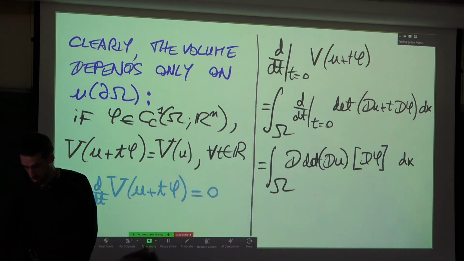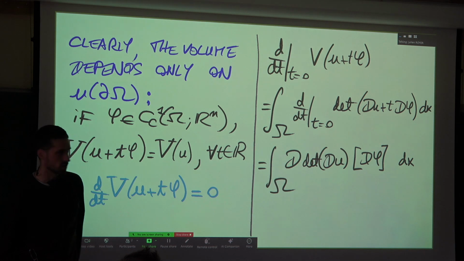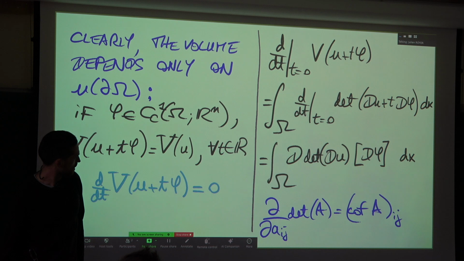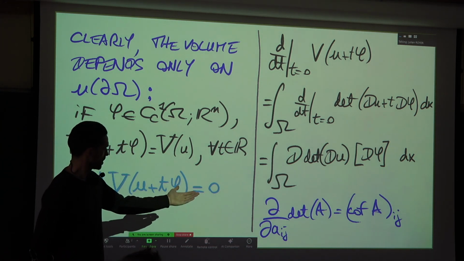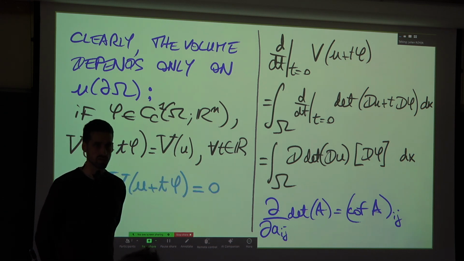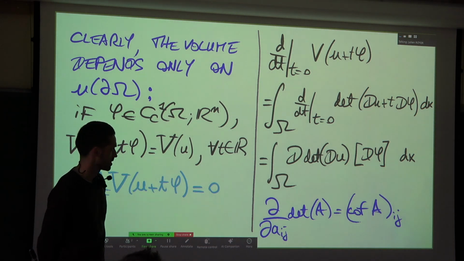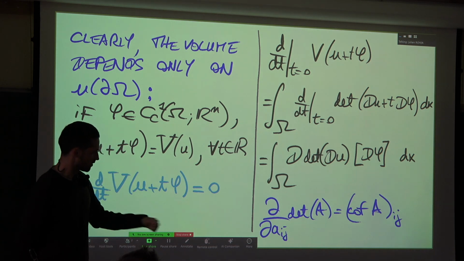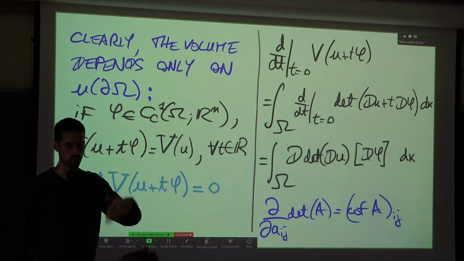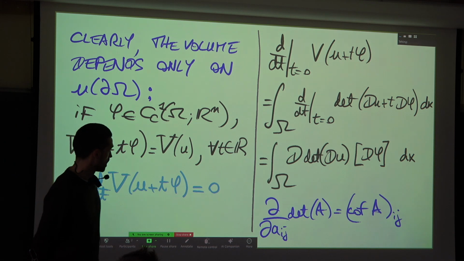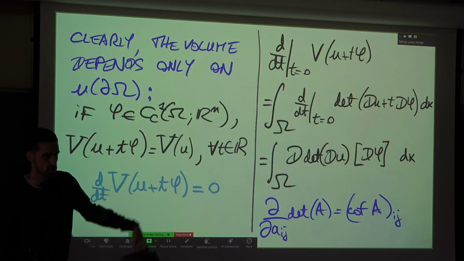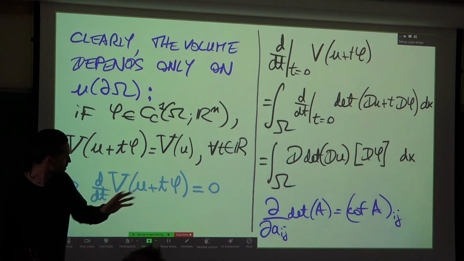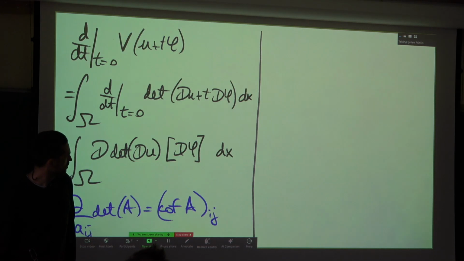Now you recall that this was an exercise in your differential calculus course to actually calculate the differential of the determinant. There are many ways of doing that, but you can say that the differential of the determinant, its partial derivatives, are exactly the coefficients of the cofactor. It's a direct consequence of the formula for expanding the determinant with respect to columns and lines. So here, I'm going to be able to replace this differential of the determinant with something with the cofactor. We see that I'm getting closer to something that I told you about before.